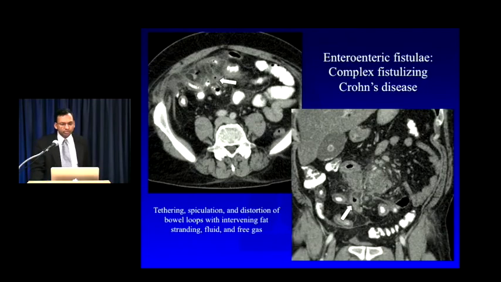Multiple small bowel loops, they're thickened, they're inflamed in a patient with Crohn's disease. Notice that there's edema and stranding in the center of these bowel loops, and there's actually ectopic gas. Now, I don't see a discrete fistulous tract. I don't see contrast abnormally traversing one bowel loop to another, but the presence of this ectopic gas, the configuration of this bowel loop, makes me very strongly suspicious that this patient does in fact have complex fistulizing disease.